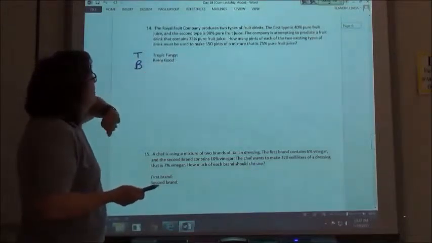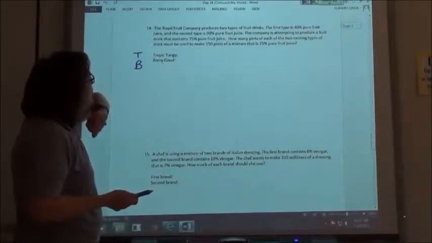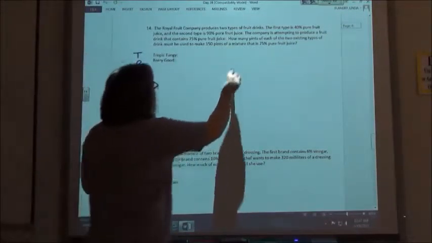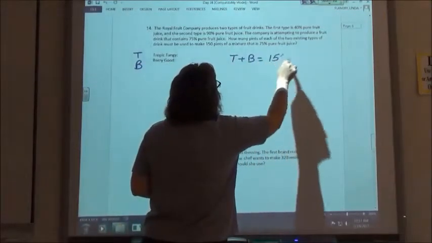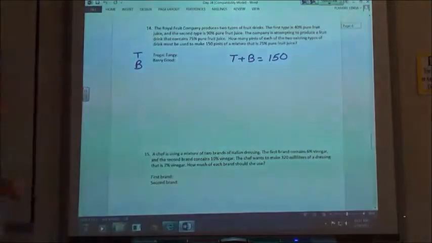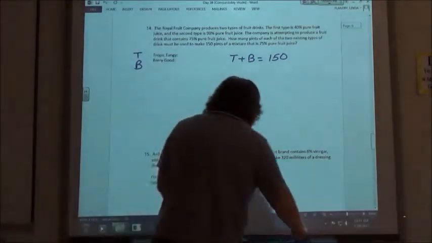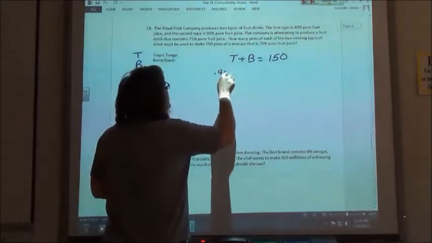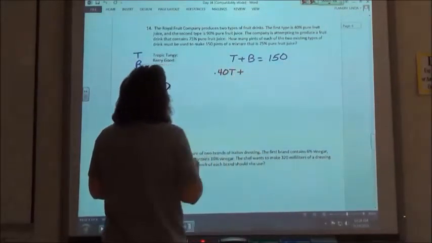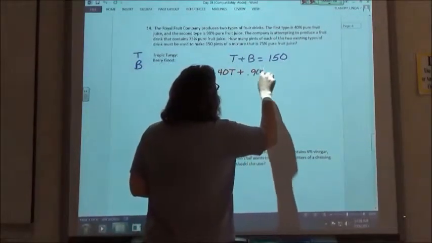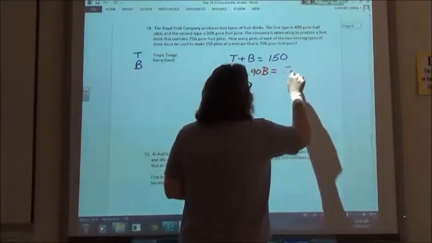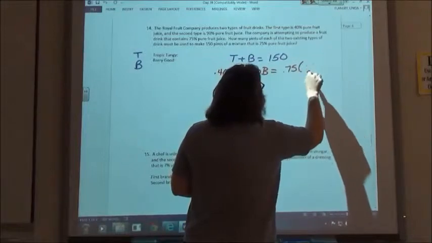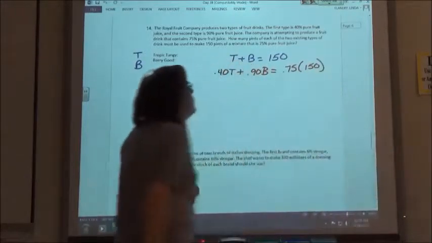So, how many pints of each? We can make a total of 150 pints of our mixture. So the tropical tangy plus the berry good must add up to 150 total pints. The first one is 40% pure fruit drink, so 40% of my tropical tangy. The second one is 90% of my berry good. And I'm going to end up with 75% of my 150 total pints.